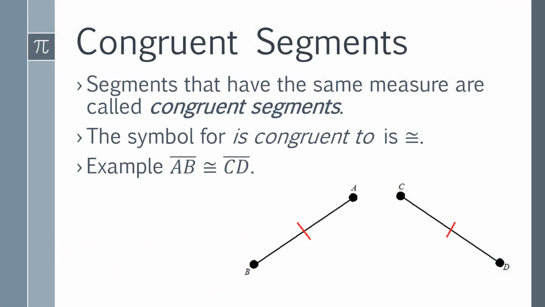Okay, the next concept we're going to talk about is congruent segments. Segments that have the same measurement are called congruent segments. The symbol for is congruent to is an equal sign with a little squiggle over the top. So the way we would read the example there, we would say segment AB is congruent to segment CD.